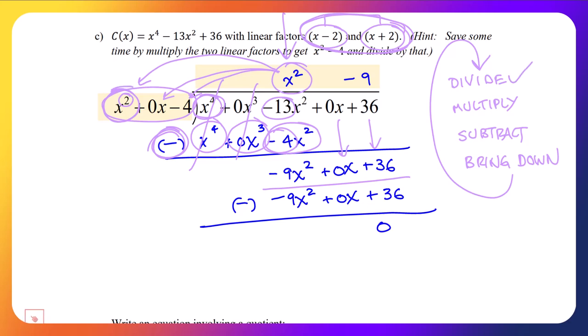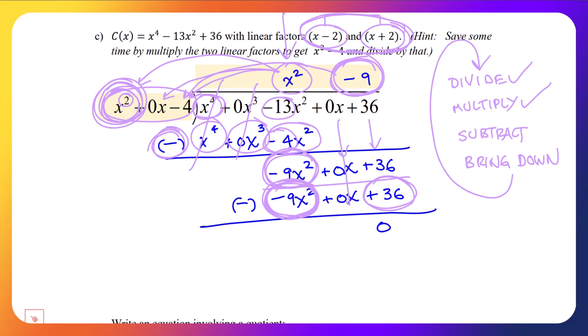The divide step, what times x squared is negative 9x squared. It's negative 9. Now don't worry about the signs about subtraction yet. Just make sure you make the same thing here. That's the divide step. We're not doing the subtraction step yet. Then we multiply negative 9 times x squared, of course, is the negative 9x squared. That's why I chose it. And then negative 9 times negative 4 is a positive 36. There's nothing in the x term. So that's my divide and my multiply step.